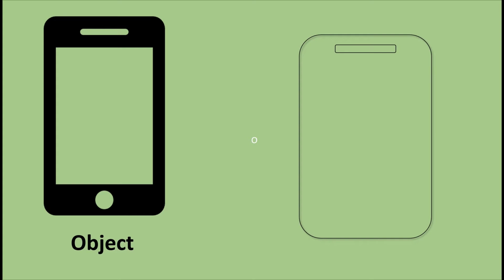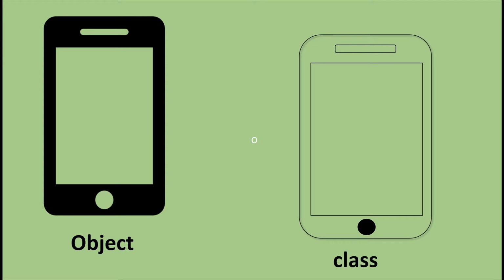Let's say if we want to build this mobile phone, then we need the body of the mobile, the front facing speaker, a screen, and this beautiful button. So for creating this object we need this class, so that we can build this.